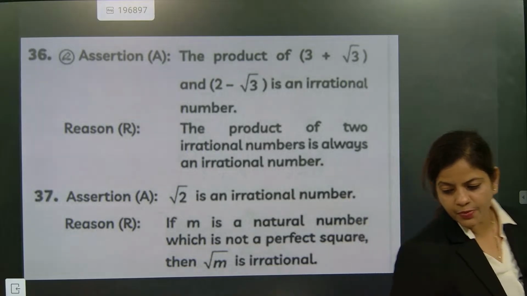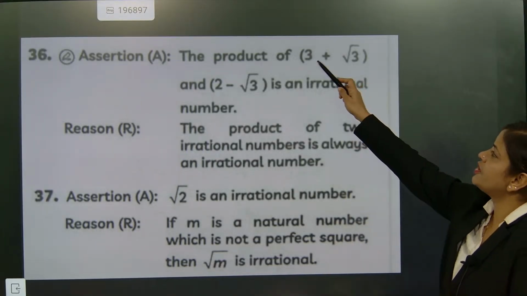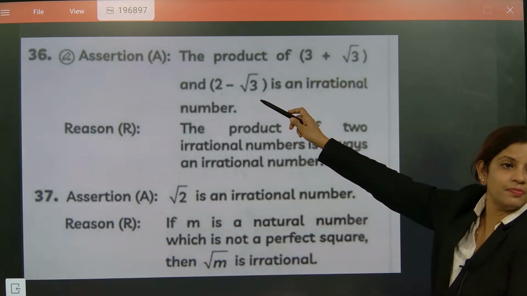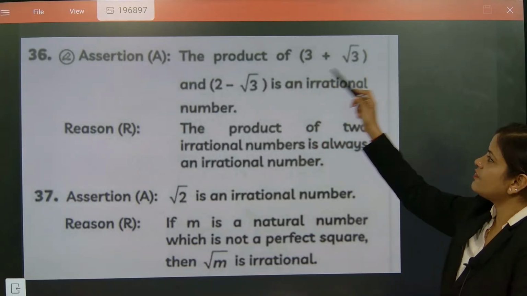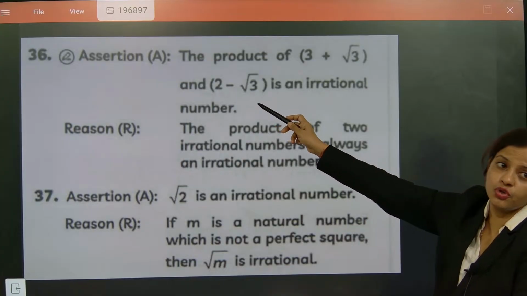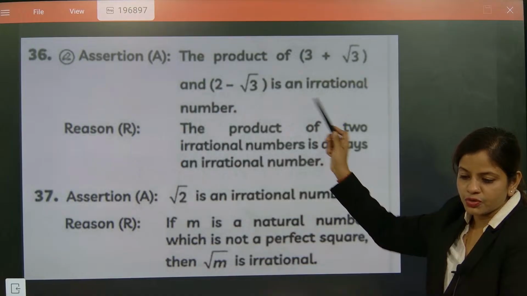A is true. See, the product of this and this is an irrational number, 100%, na beta. Because 3 will multiply with 6, but 3 will multiply with root 3. So 100% 3 root 3 will come. If root 3 will multiply with 2, it will become 2 root 3. After simplification, it will be an irrational number. So this is true.